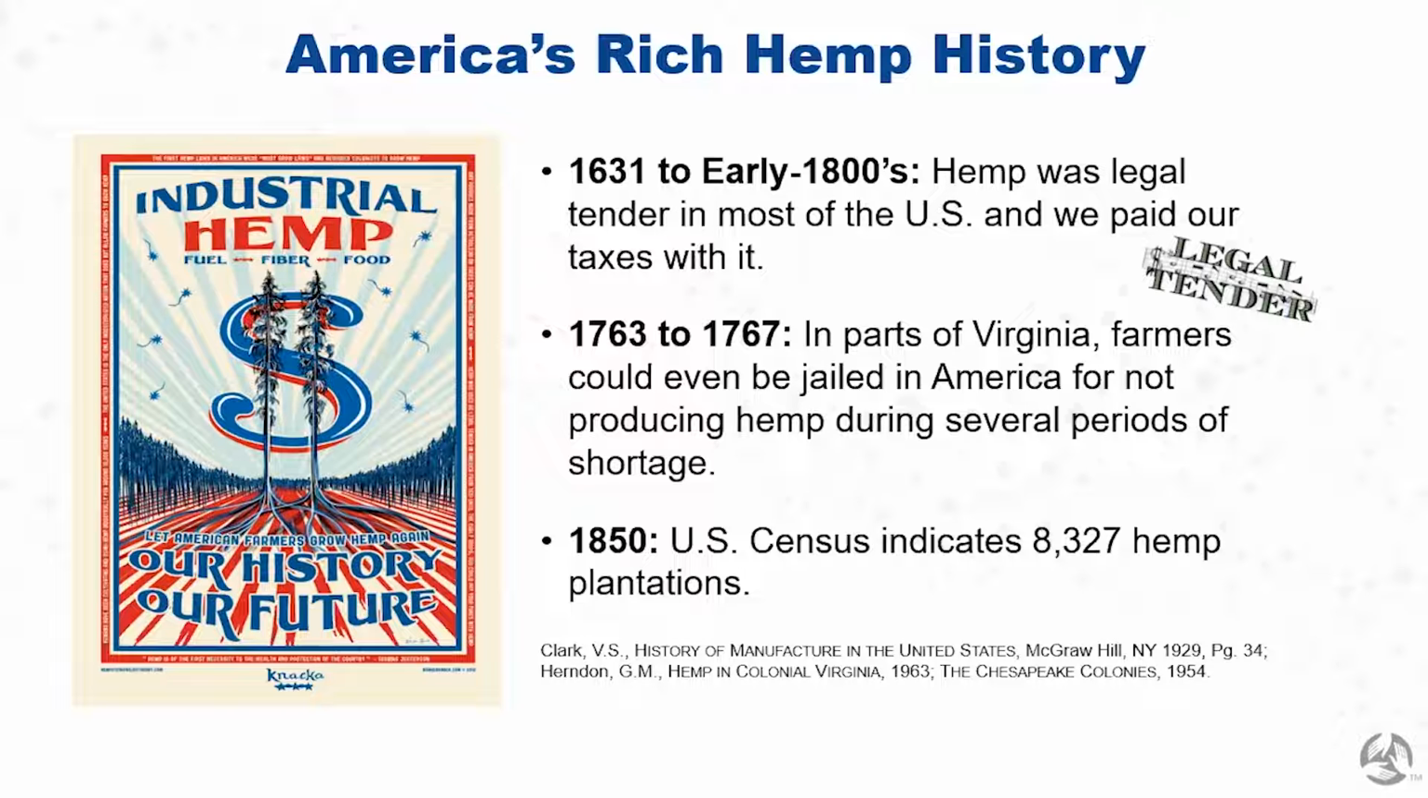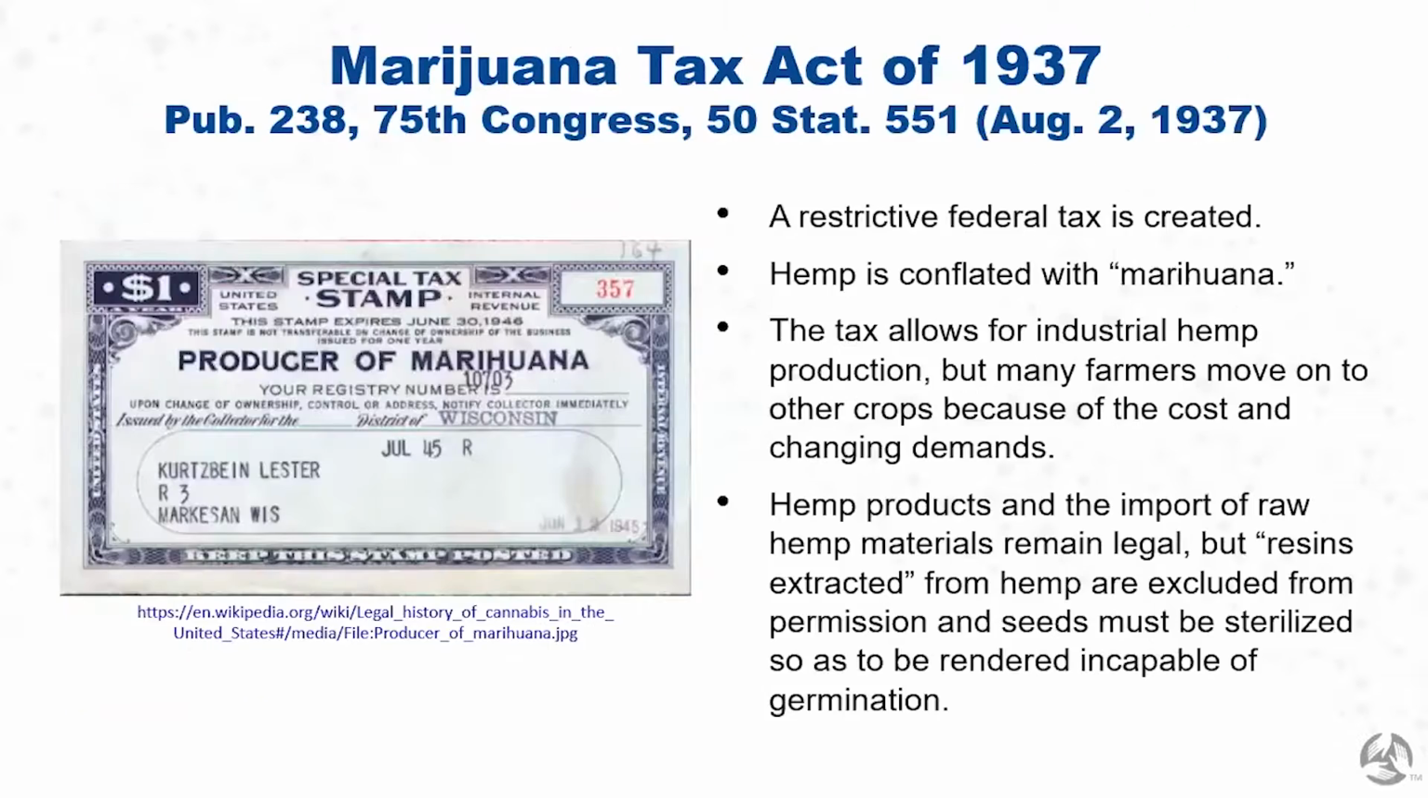But moving back to United States history here, in 1850, the US Census indicates there were 8,327 hemp plantations in the United States. Now, these hemp plantations were defined as plantations of no less than 2,000 acres. So the reality is that the census did not even capture all of the much smaller farms and family farms that were littered across the United States.